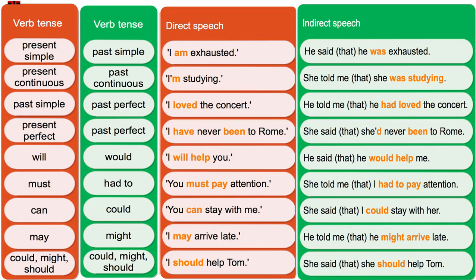I will help you, he said that he would help me. You must pay attention, he told me that I had to pay attention. لاحظوا رجعناها had to. You can stay with me, she said that I could stay with her. لاحظوا التغييرات اللي كتوقع أخرى. I may arrive late, he told me that he might arrive late. I should help Tom, she said that she should help Tom. إذا هادو هما التغييرات اللي كيوقعوا، هذه هي القاعدة اللي كتوقع.